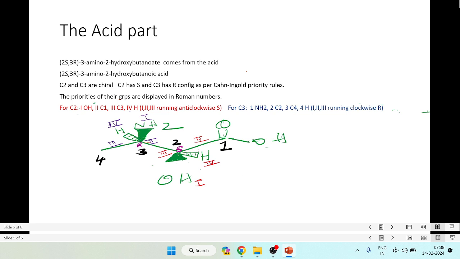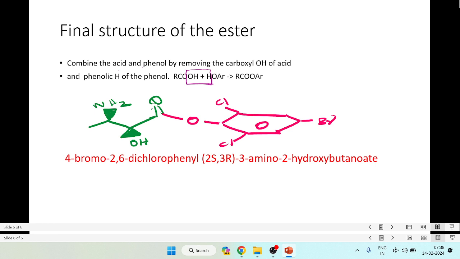Now all that remains is to link the acid and the phenol together. Combine the acid and phenol by removing the carboxyl OH of the acid and the phenolic H of the phenol. That's how you remove these and combine, and you get the structure 4-bromo-2,6-dichlorophenyl (2S,3R)-3-amino-2-hydroxybutanoate. So this is a very simple, systematic way of interpreting an IUPAC name of an ester to the structure. Thank you.